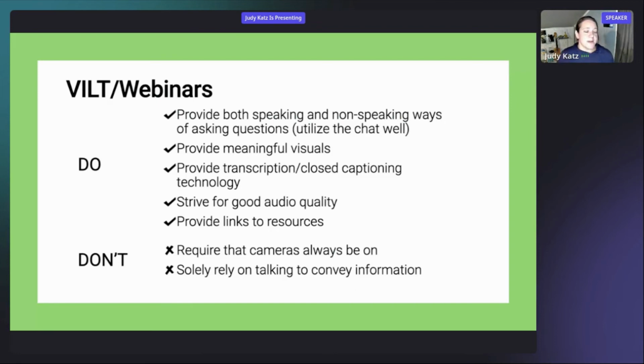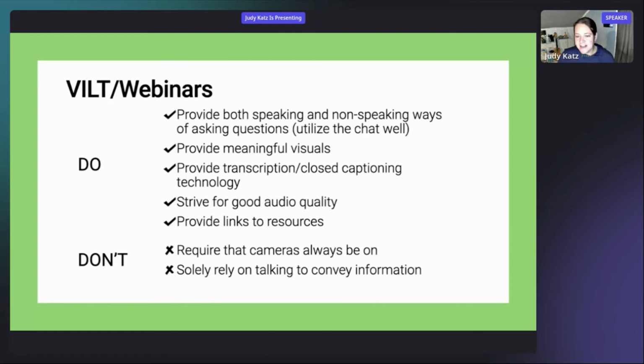Now, this is a little bit controversial, but one of the things that really does help neurodivergent learners is to not require that cameras always be on. That can make us feel watched. It can be distracting. Sometimes just having a break from being on camera is a really good thing.